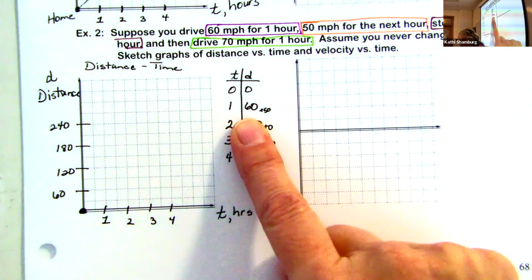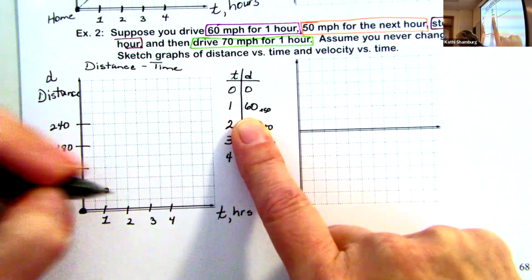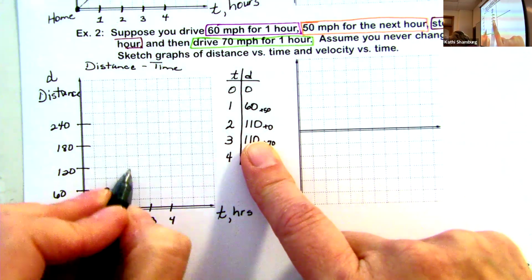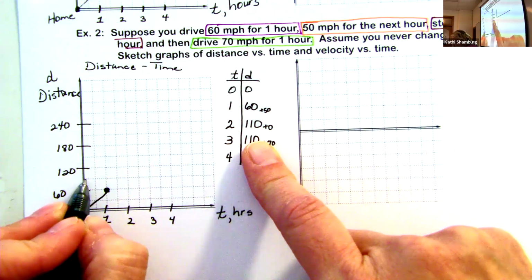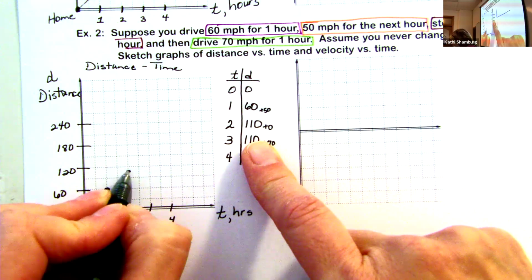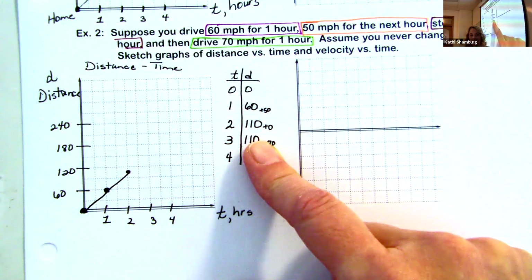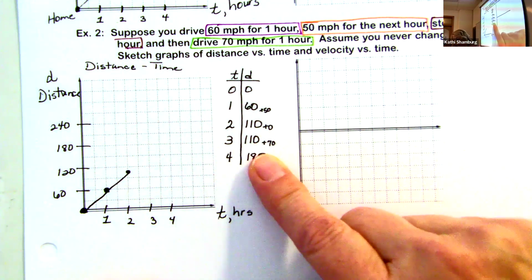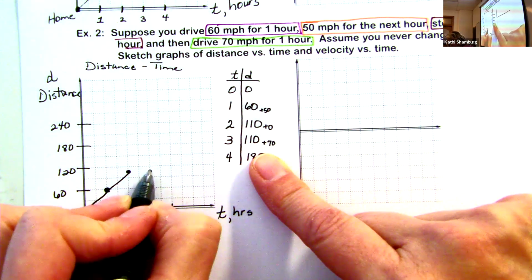Okay, so my first ordered pair is over 1, up 60. So here is what that would look like. And then at 2, I'm not at 120, I'm at 110. So it would be about right here. But still increasing, it is not increasing quite as fast. It looks like it on my graph because I can't be super exact. And then for the next hour, I haven't moved.